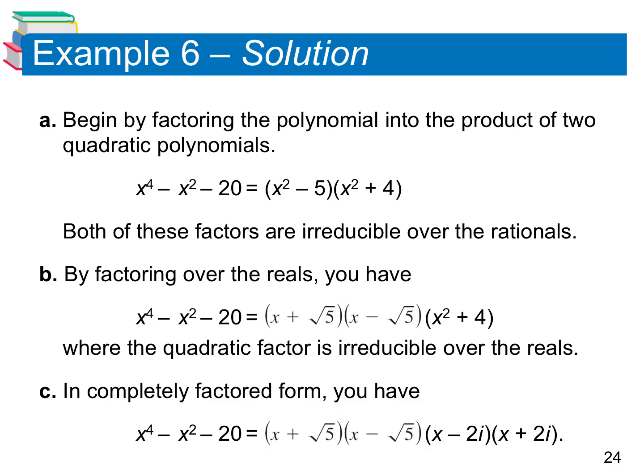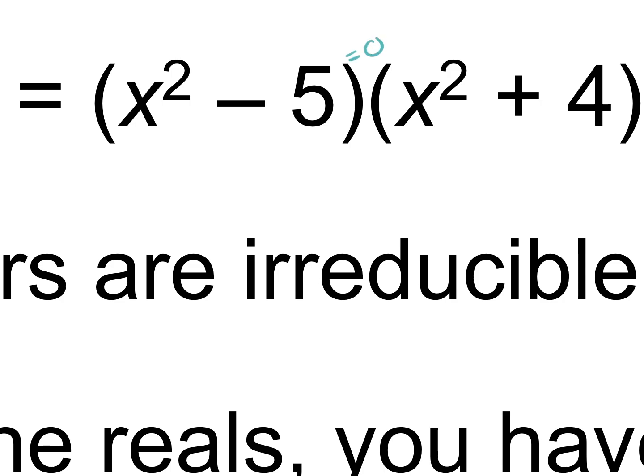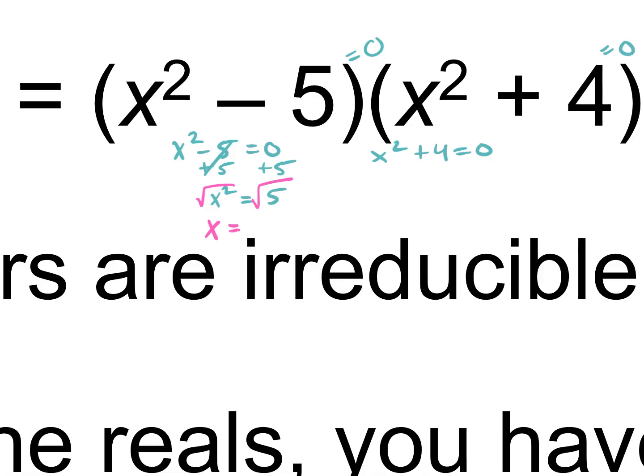So on the next page, it just talks about different ways that we can leave our answer. So it factored x to the 4th power minus x squared minus 20 for us as x squared minus 5 and x squared plus 4. If I were to solve this, I'd set each one equal to 0 because we can't factor these anymore. So x squared minus 5 equals 0 and x squared plus 4 equals 0. Add 5 to both sides. X squared equals 5. What do we do next? Take the square root. So what would x equal? Plus or minus square root 5.